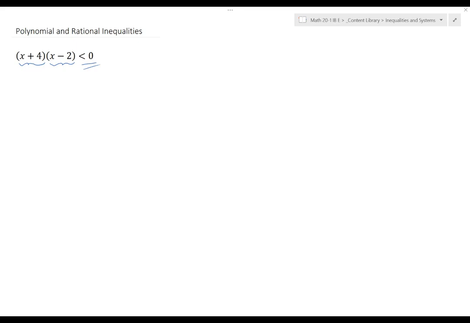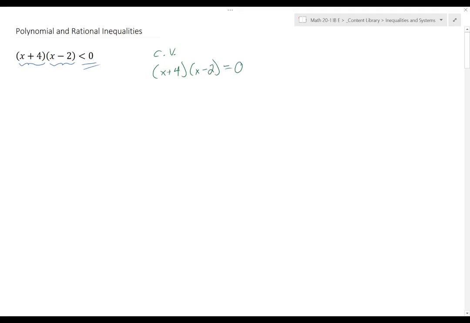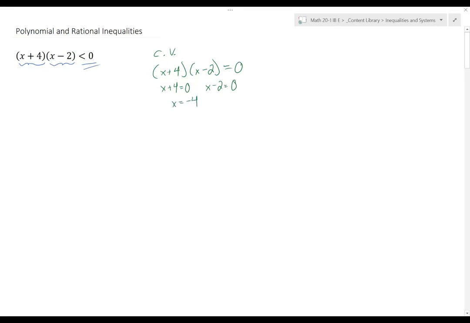Because on one side of that value, it'll be negative, and on the other side, it'll be positive. So I need my critical values. In other words, I need to solve the equation. When is x plus 4 times x minus 2 equal to 0? Because that will give me boundaries. Now, we already know how to solve this using the zero product principle. If x plus 4 times x minus 2 is equal to 0, then either x plus 4 equals 0 or x minus 2 equals 0. So my critical values here would be when x equals negative 4 or when x equals 2.